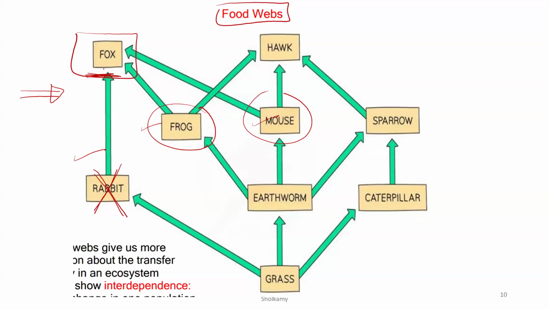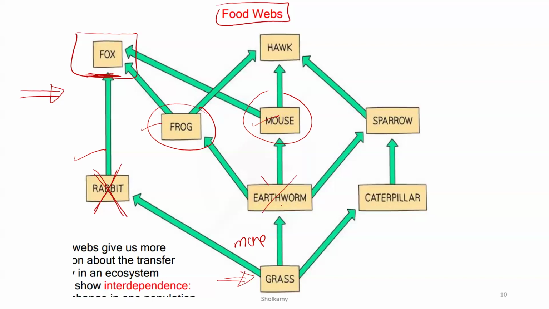But how will this affect the grass? Will there be more grass or less grass? More grass. Yes, because now we have fewer rabbits and fewer rabbits are eating the grass. So we will have more grass. So with this food web, especially if you took the course last year, they always give you questions and they ask you how one organism affects the food chain or another organism.